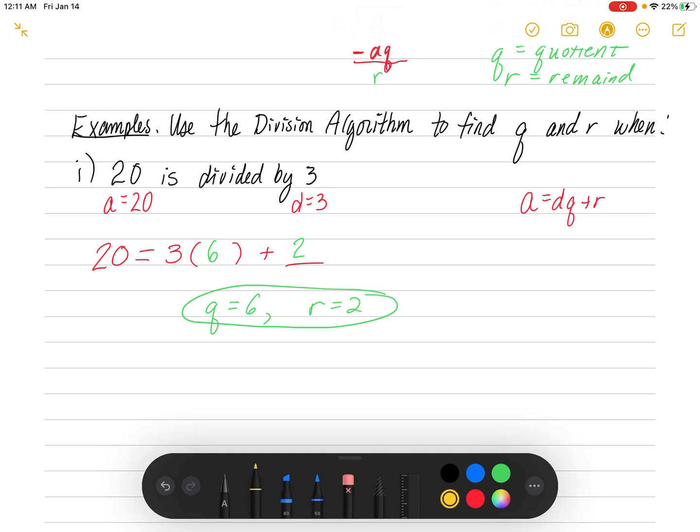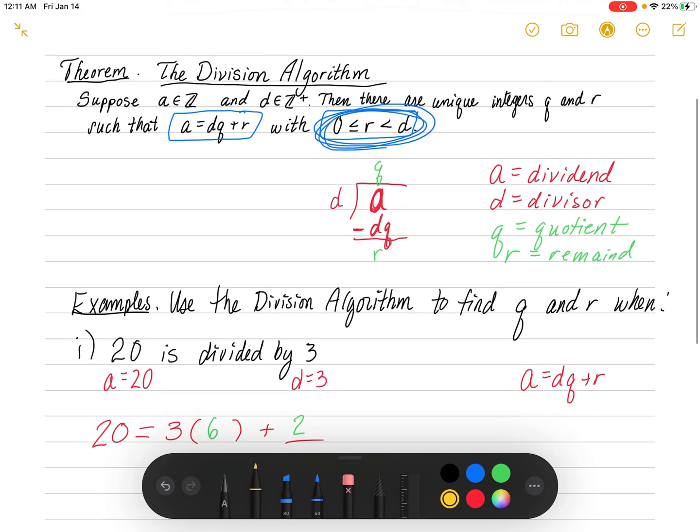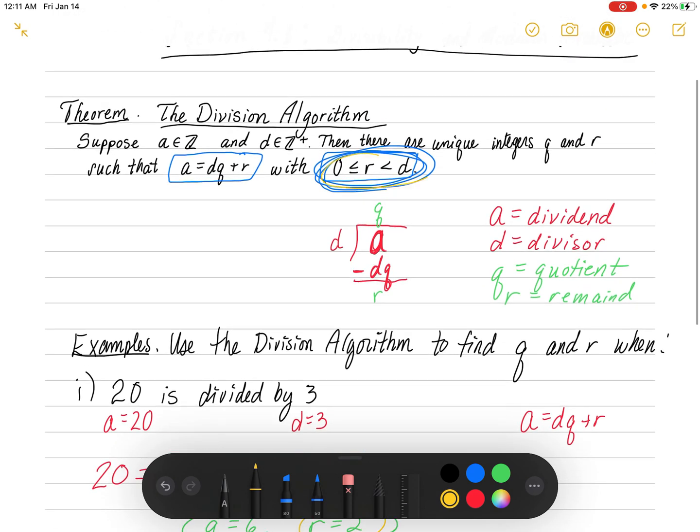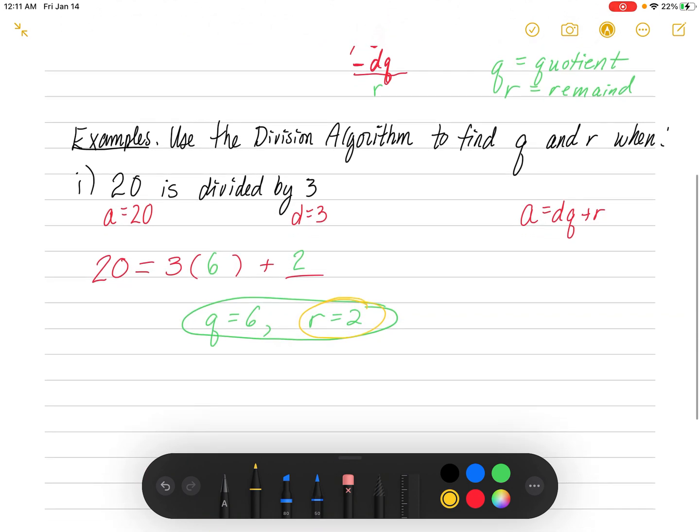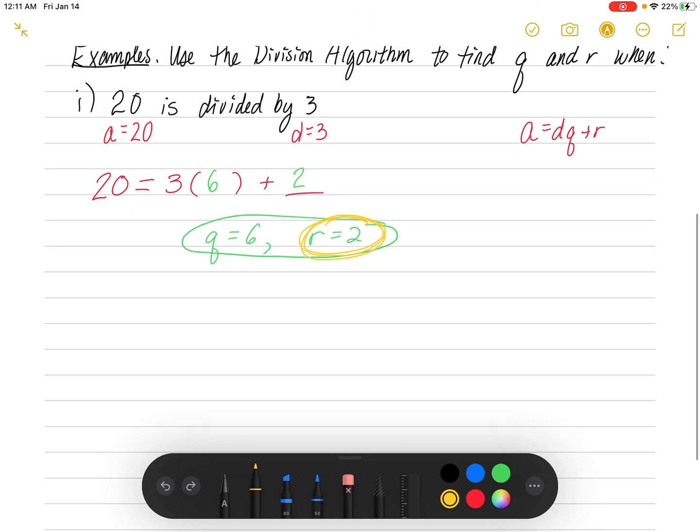Now, something you should always check here: remember this inequality? Your remainder is always greater than or equal to 0 and less than the divisor. So notice that the remainder r is 2. It's greater than or equal to 0, and it's strictly less than the divisor, which is 3. It's important. Always make sure it's less than the divisor. Okay, so we found the quotient q, we found the remainder r. That's what we were asked to do. So 6 and 2, those are our answers. q and r, 6 and 2. Well, let's do another, number 2.